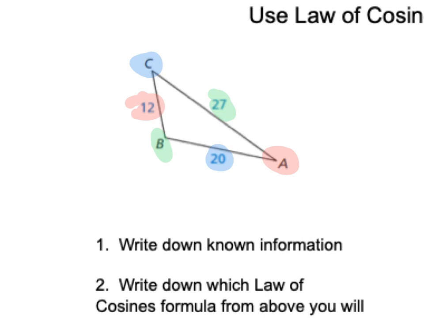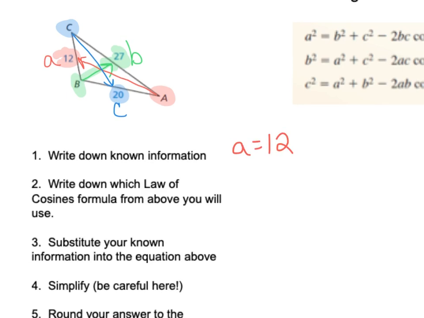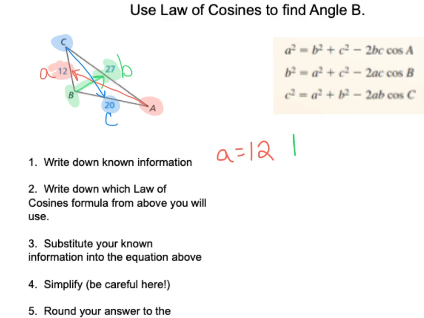And again, I know which one goes with which because we are looking opposite of it. Opposite of B is side B. Opposite of A is side A. And opposite of C is side C. So we can look at our substitution here. I can write down my given information. A is 12, B is 27, and C is 20.